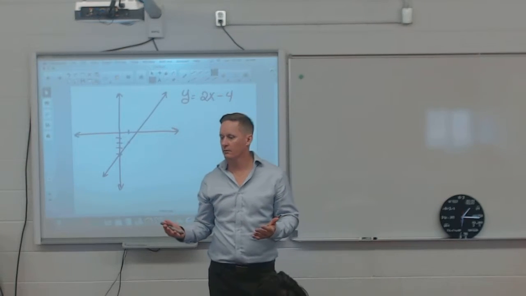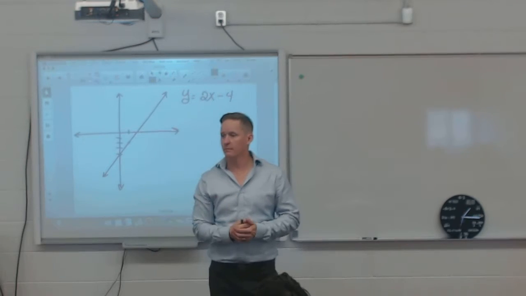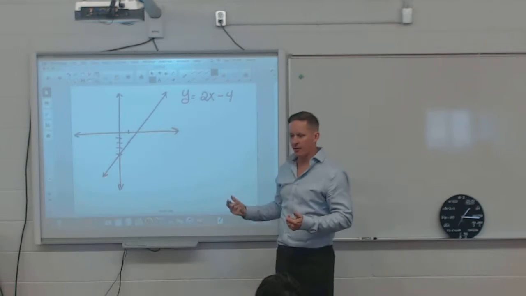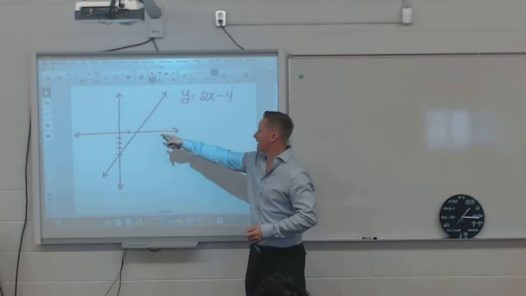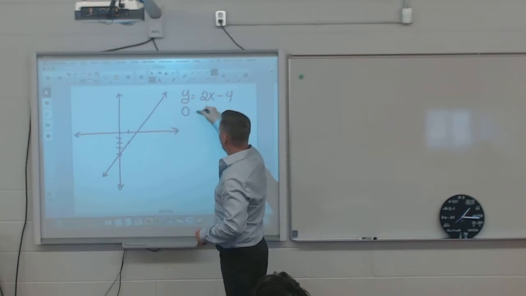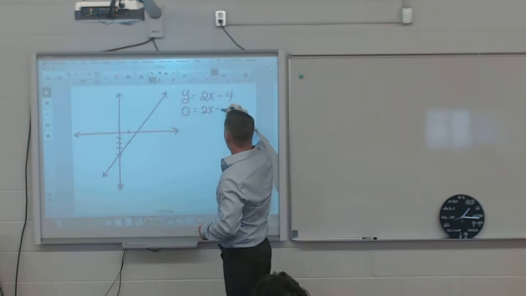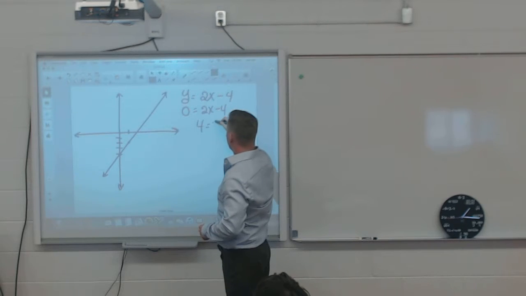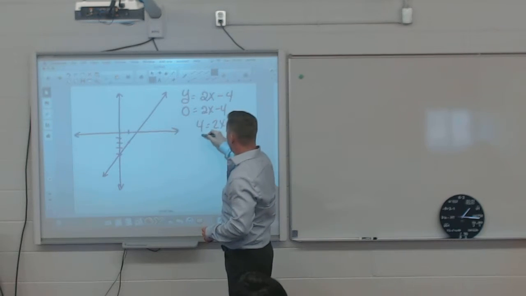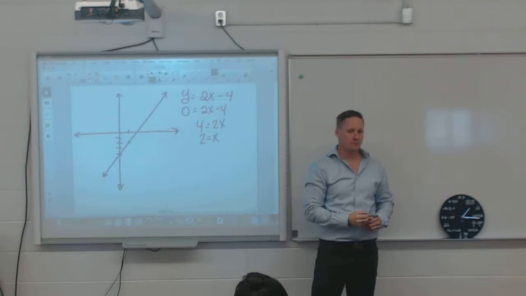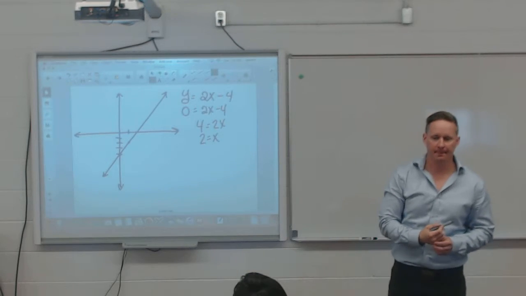What do I do? Choose 0 for y, or 0 for x, right? In this case, I want the x-intercept, so I put 0 in for y: 2x minus 4 equals 0, 4 equals 2x, and as Isaac said, x equals 2. So far, so good, right?